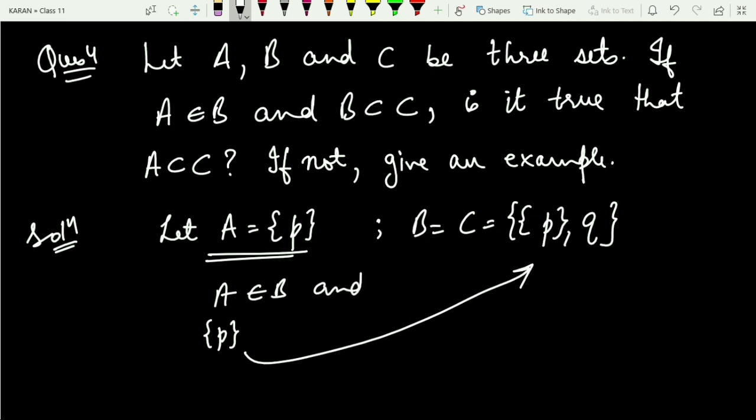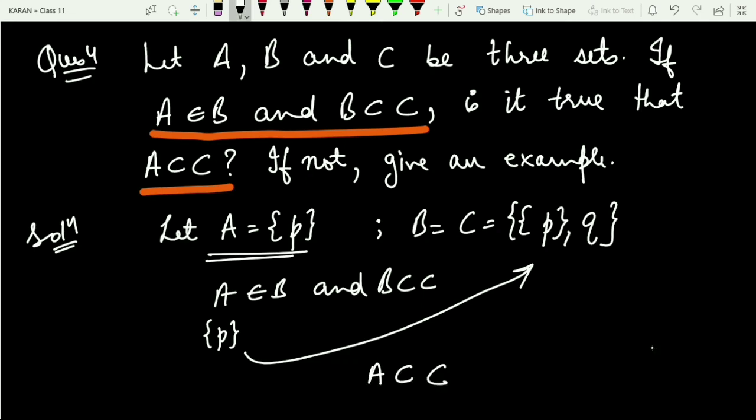And is B contained in C? Yes, every set is contained in itself. So these two properties which are given to us in the question get satisfied. Now I have to check, is it true that A is contained in C? That is the next question. Can I say A is contained in C? No, this does not hold. Why?